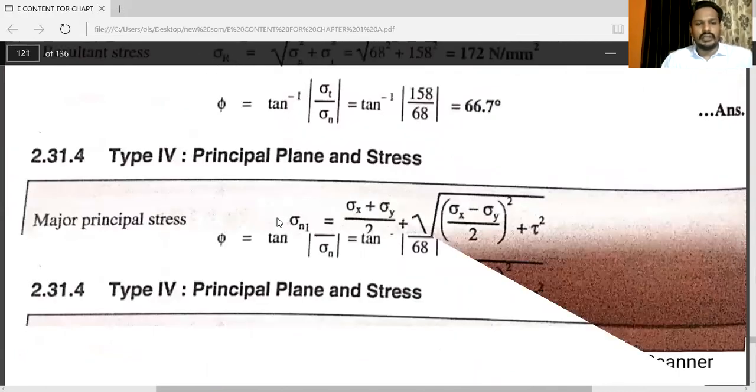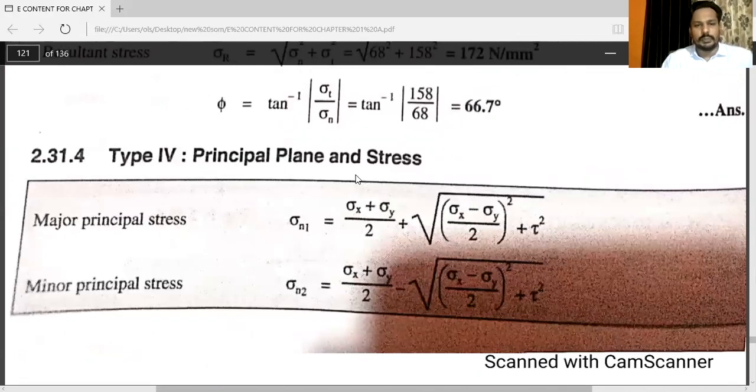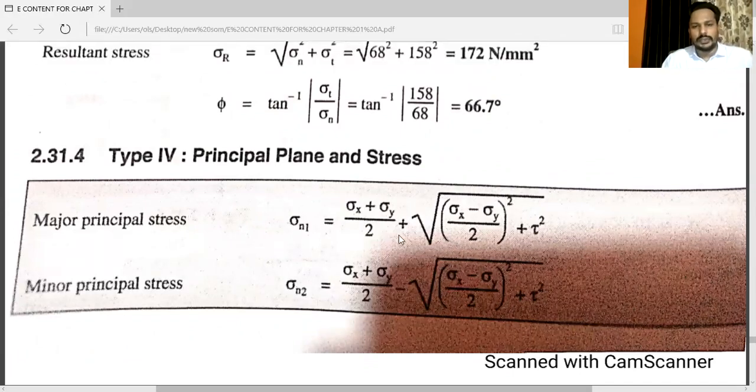Different conditions are given. Here is another condition, that is principal planes and stresses. Sigma n1 is equal to sigma x plus sigma y by 2 plus under root of sigma x minus sigma y upon 2 bracket square plus tau square. For minus stress, there is only a change in sign instead of plus; here it will be a minus. Again, minor principal stress sigma n2 is equal to sigma x plus sigma y by 2 minus under root of sigma x minus sigma y by 2 bracket square plus tau square.